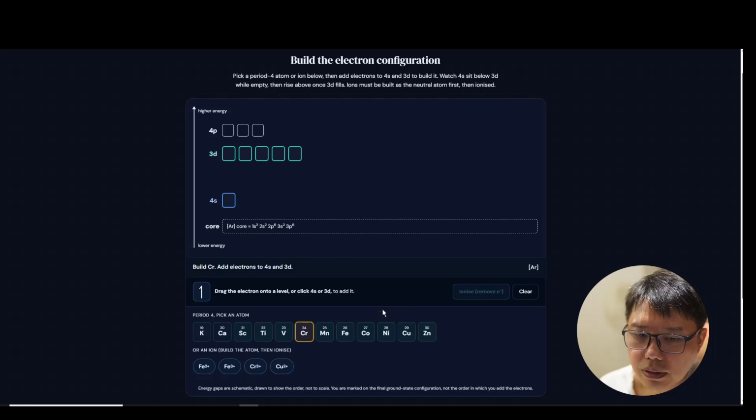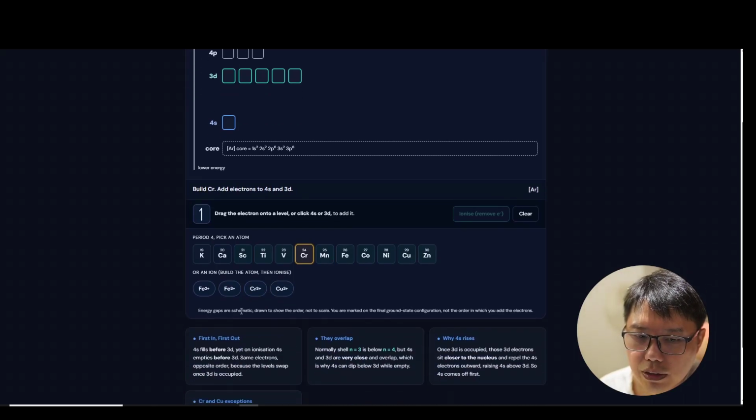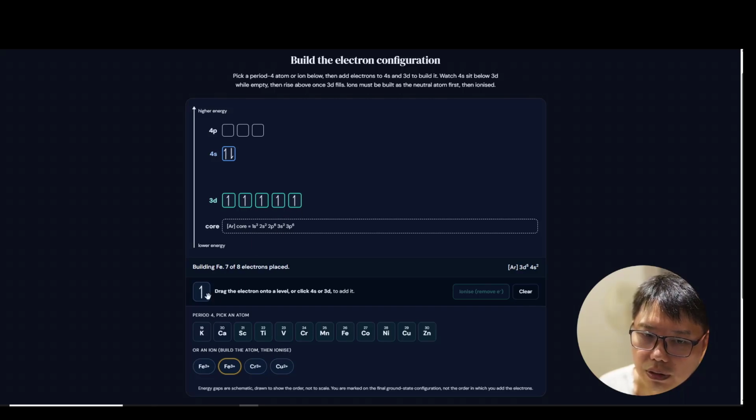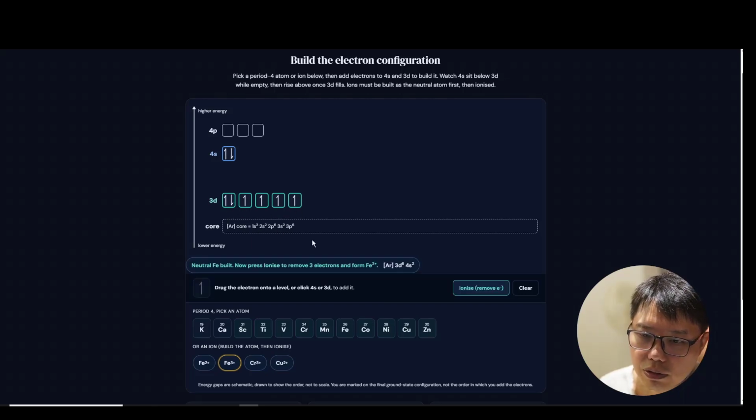So maybe let's go with the ions. Let's go with iron 3+. So we're going to build the iron first, 4s2. Then we have to put another, inverted. And we have to put the rest of the 3d electrons like so. 3d6. Okay, so that's it.